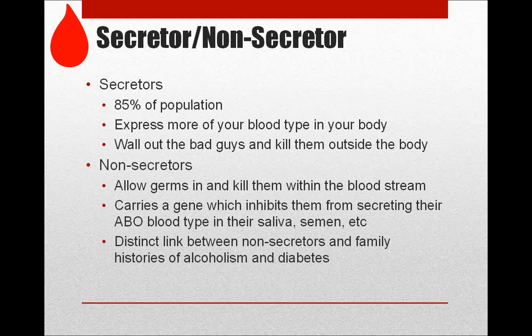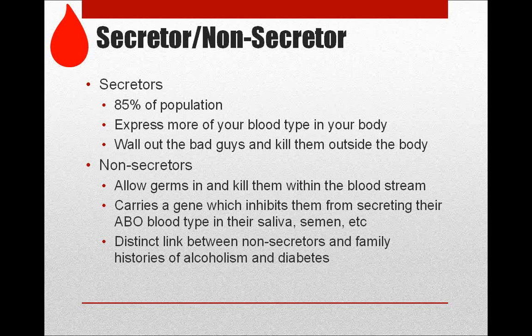But the non-secretors kind of let them in and say, okay, you're going to get in, you kind of look like us, okay, go ahead. And then it doesn't understand that it doesn't fit till it gets to that blood level. So the distinct link between non-secretors and family history of alcoholism and diabetes is high, and there's usually a little point test that you can do, and I won't go into all of it, but it's kind of like you score so many points if you have a history of alcoholism in your family, a history of type 2 diabetes, high blood pressure, things like that.